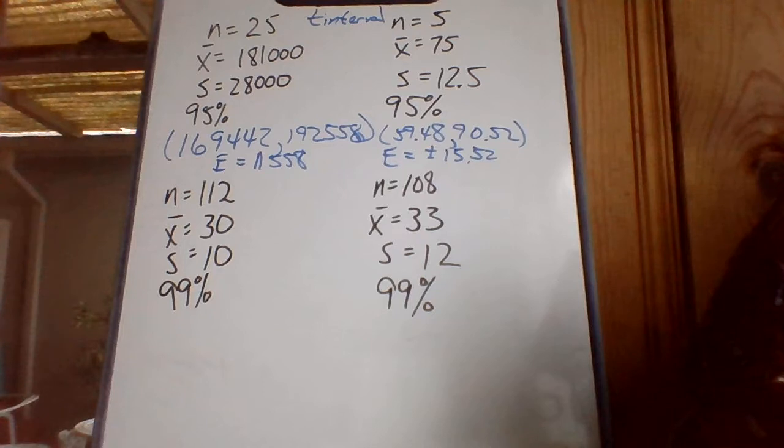So stat tests, Z interval. All right, it's asking for sigma because Z always asks for sigma and I don't know it, and I'm going to put 10 in there. That's what's going to happen when you do the project anyway. All right, and X bar is 30 and N is 112 and C level is 0.99.